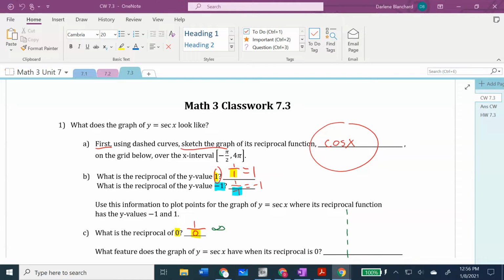All right, classwork 7.3. We are trying to understand what the graphs of the other four trig functions look like. So we know what the graph of sine x and cosine look like. What are the other graphs? Starting with secant. Secant is the reciprocal of cosine.